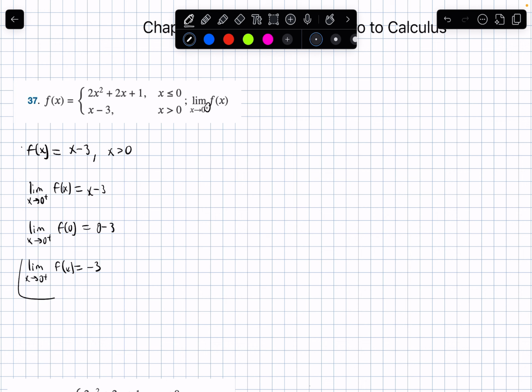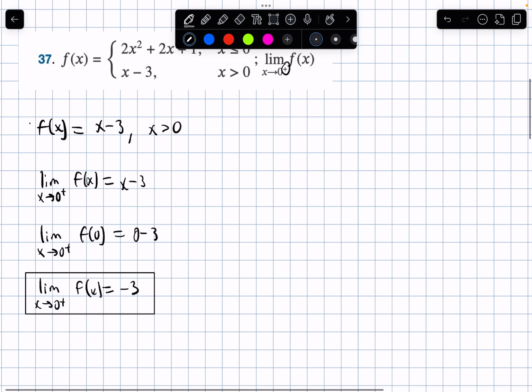Okay, so this is our right-hand limit, again because it has the plus sign, but also we know that because of the domain restrictions, when x is greater than 0, that is going to be our right-hand limit.